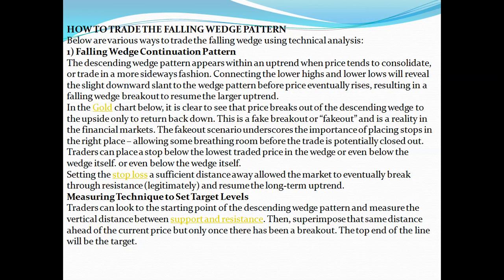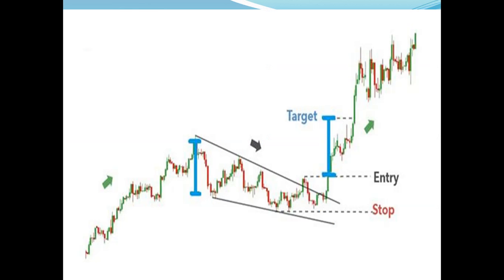You will see that. Measuring technique to set the target levels. Trader can look to the starting point of descending wedge pattern and measure the vertical distance between support and resistance, then superimpose the same distance ahead of current price, but only once there has been a breakout. The top end of line will be the target. That I will show you.